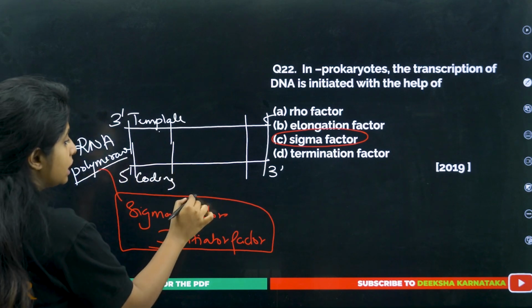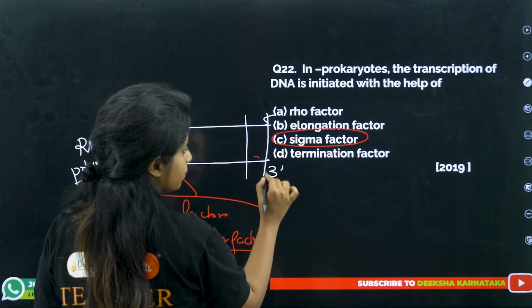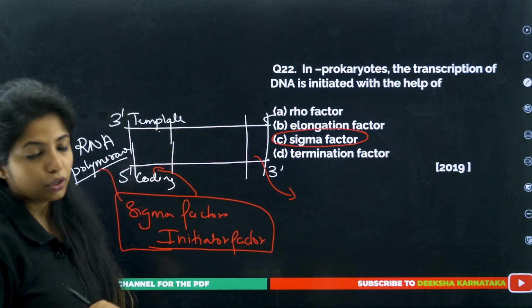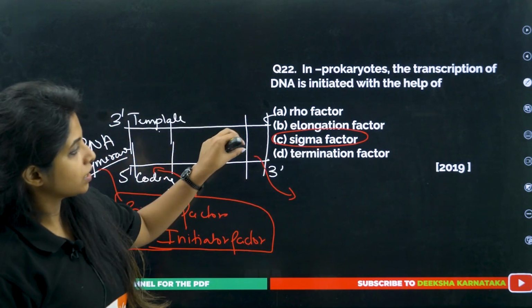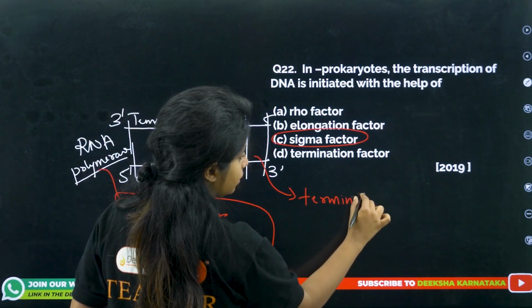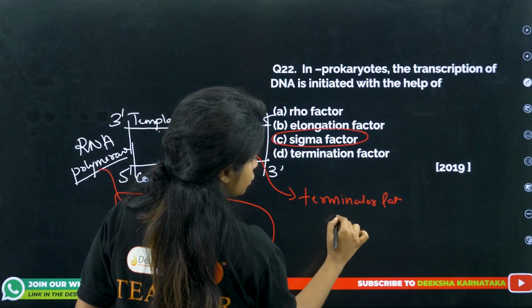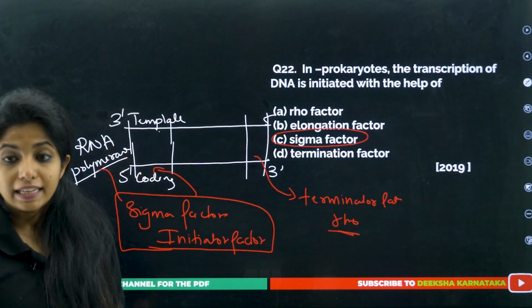Okay, so it is needed for initiating the process of transcription. Over here you have another factor which is known as rho factor, which binds over here and terminates it. This is the terminator factor, which is rho. So the answer is sigma. For initiating you need sigma.